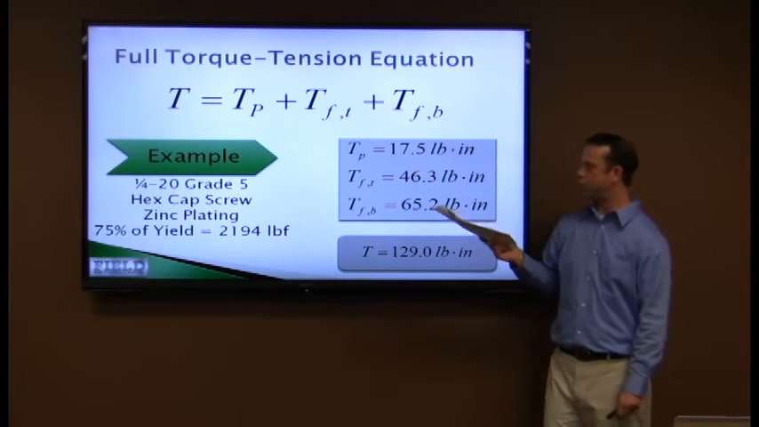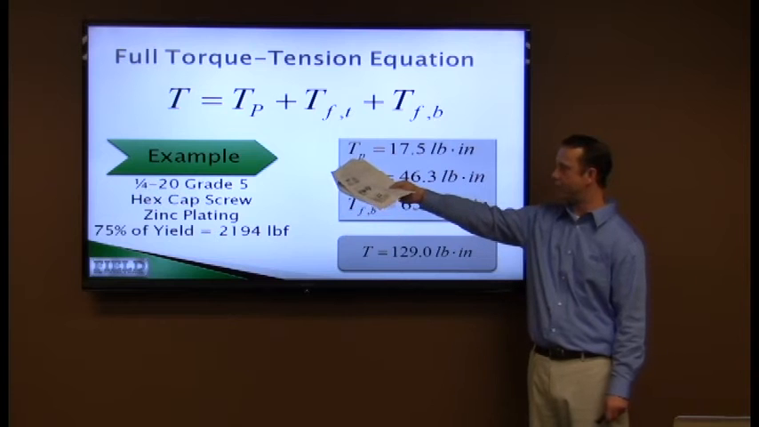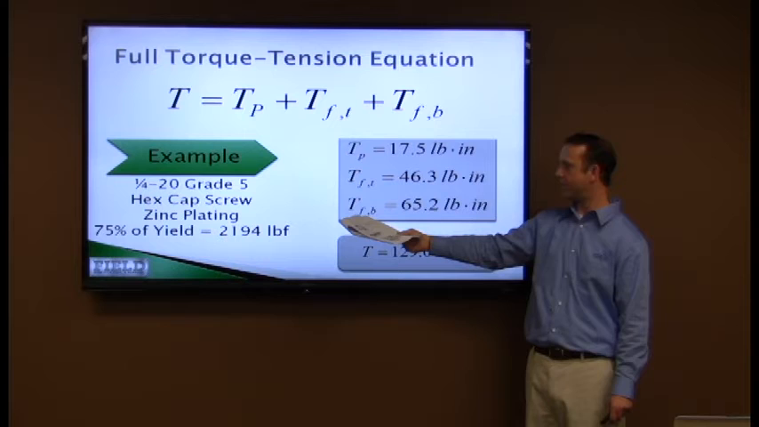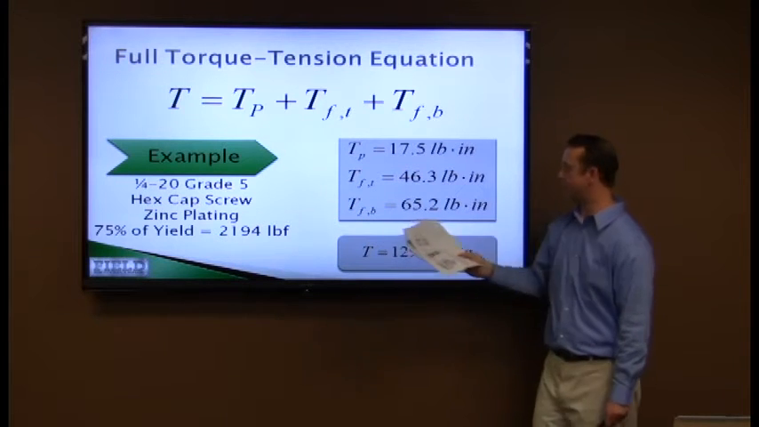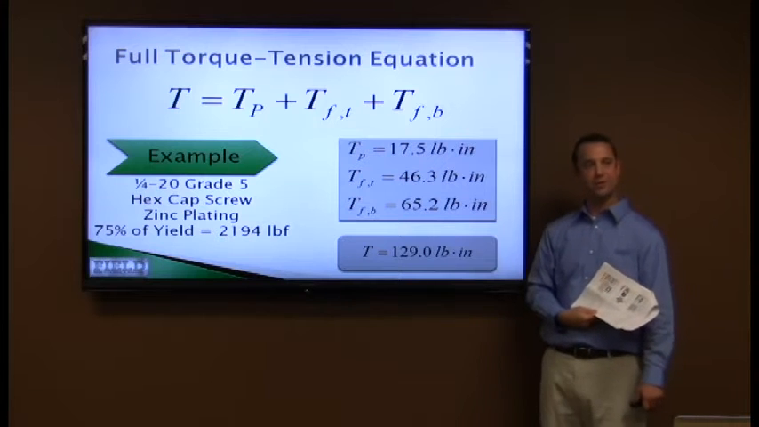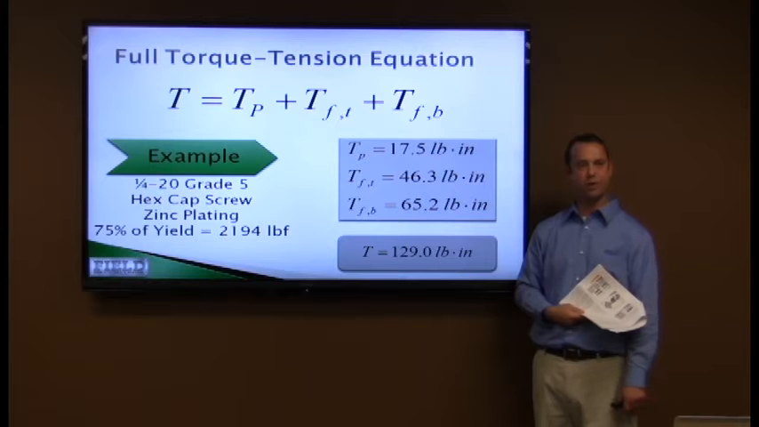Now, what's alarming or surprising about these numbers here? Here's where it's broken down into torque to preload, torque to overcome thread friction, and torque to overcome bearing surface friction. What do you notice about these numbers? Phoebe, any ideas? How do they look? Are they similar? Are they really different?